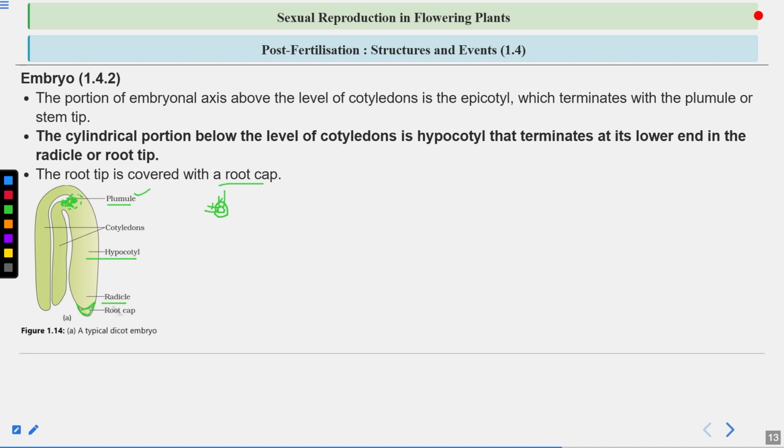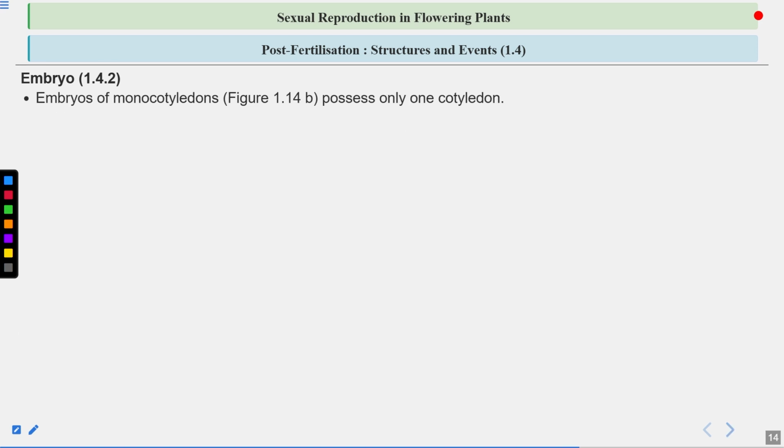Similarly, the region between these two, hypocotyle. Why is the hypocotyle so large, whereas the epicotyle is very small? Because this plumule region and the radicle region have to be kept at a distance, because one has to move downward and one has to move upward, right? That is why embryos of the monocotyledons possess only one cotyledon. Now this is the difference between the monocot and dicot. The dicot is having two cotyledons and the monocot is having one.